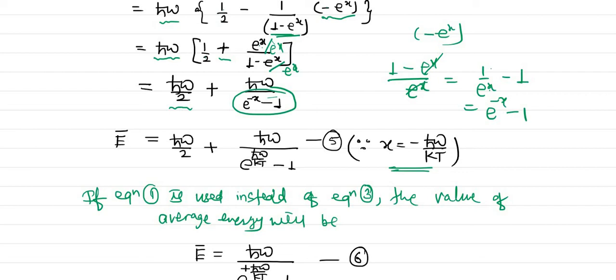So what is x? Minus h cross omega by kT. In the first term we do not have any x factor. In the second term there is only one x, in the denominator: h cross omega as it is, and e power minus x, where it is already minus, and x is again minus h cross omega by kT. So minus times minus gets plus, so it is e power h cross omega by kT only. Okay.